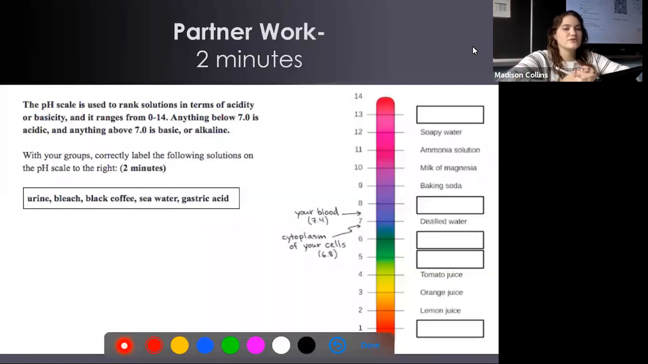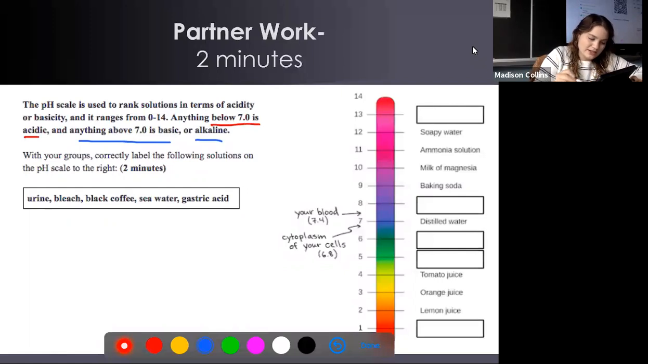Okay, so now this says partner work, but you're going to do it with yourself. So the pH scale is used to rank solutions in terms of acidity or basicity, and it ranges from 0 to 14. Anything below 7 is acidic, and anything above 7 is basic or alkaline.